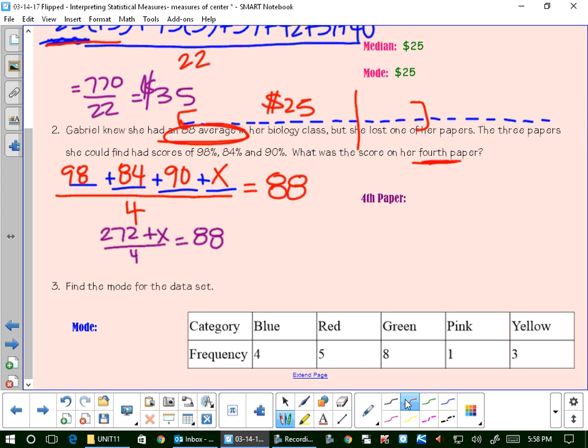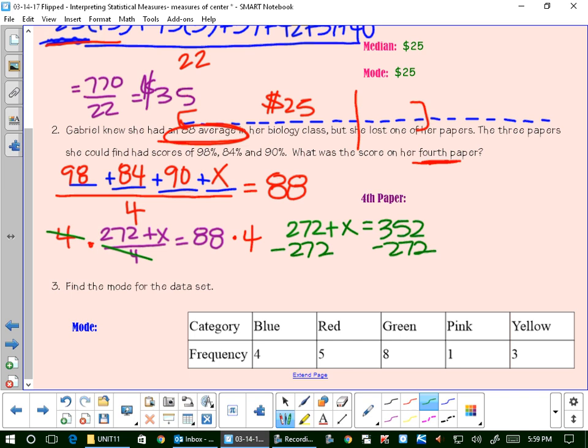So now we just have to solve this how we would solve a regular linear equation. We want to get rid of this dividing by 4. Well, the inverse of dividing by 4 is multiplying both sides by 4. You know 4 divided by 4 is 1, so the only thing left on the left side is 272 plus X, right? And then you have to multiply 88 times 4, because whatever you do to one side, you have to do to the other. You get 352, and then subtract 272 from both sides. X equals 352 minus 272, and you get an 80.